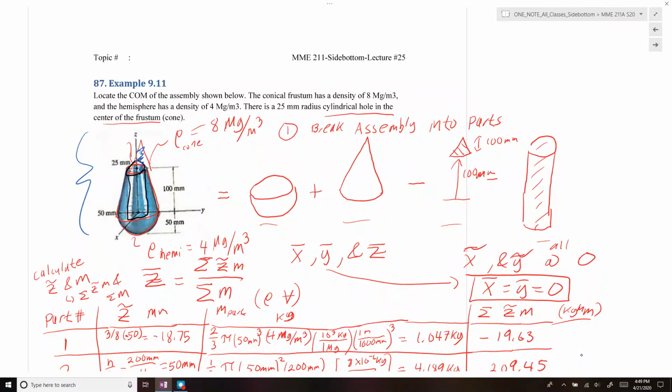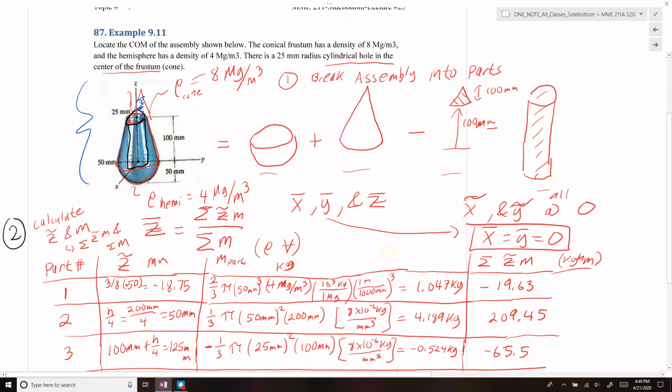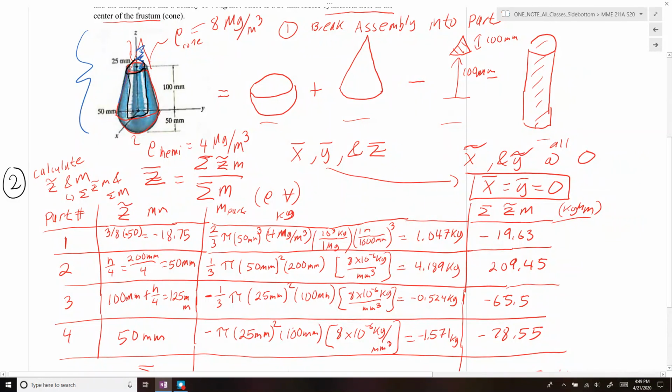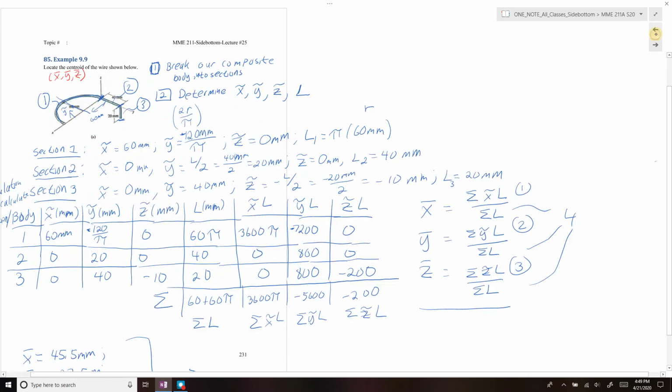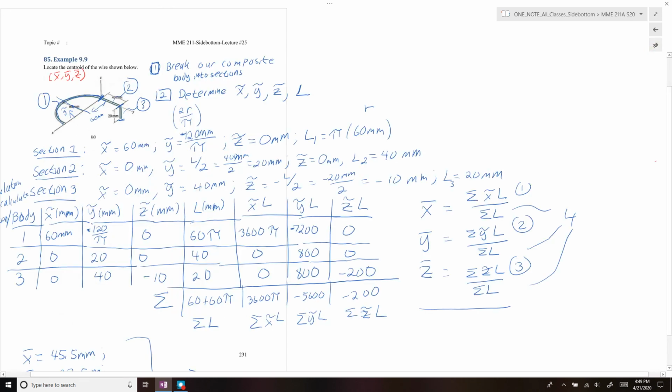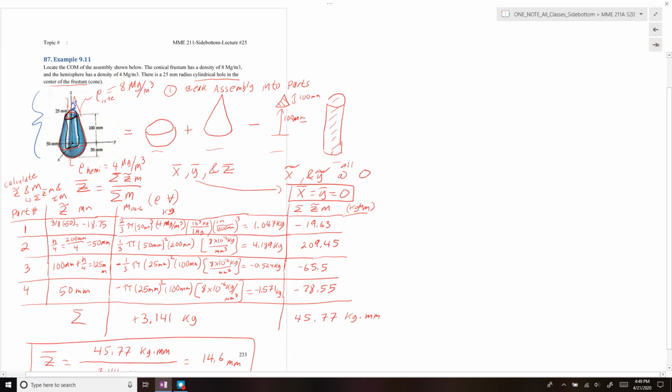Then the second step we completed was we determined our z tilde and our mass for each of our individual components. We just looked up the values on this table that was given to you in your packet. So once you have those formulas, you can calculate z tilde, and then you just had to multiply the volume, which could again be found on that table, times the densities, which are given to you in the problem statement.